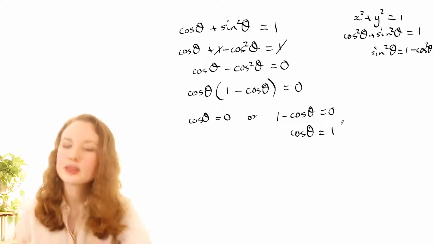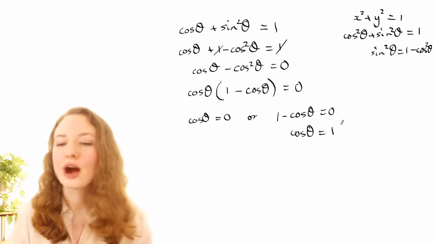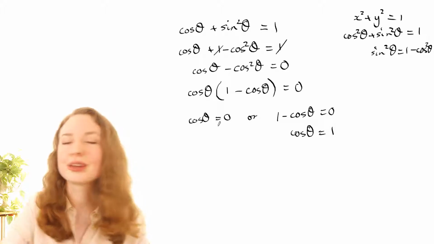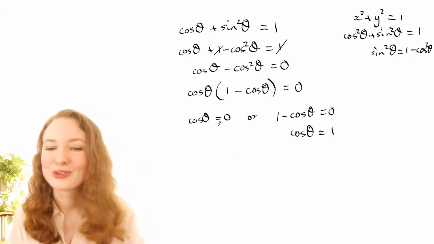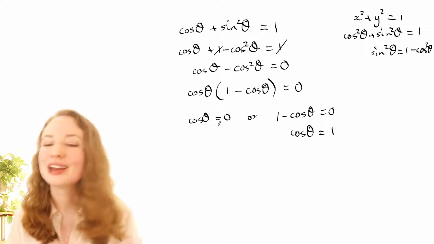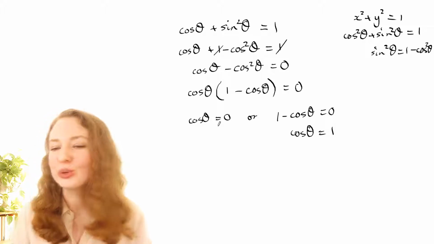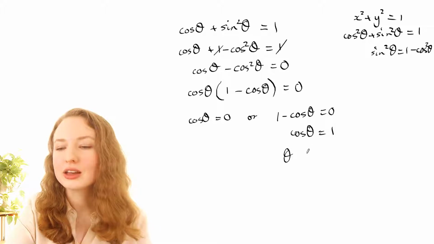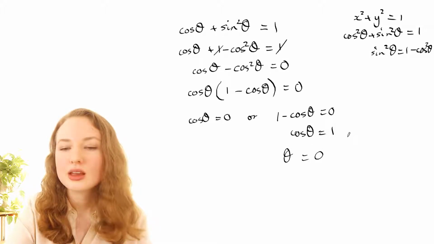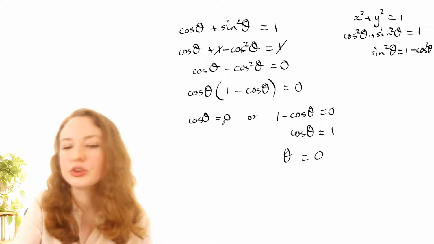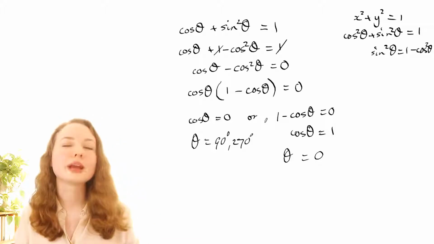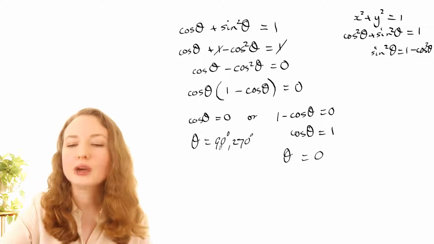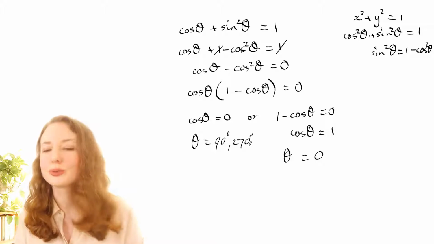Now I'm going to talk about how you work out θ from these later in this series, so stay tuned for that. But if you're curious about it now, from that you would get that θ is equal to 0, and this one would give you θ is 90 or 270. Or if you're working in radians, you would get 0, π/2, or 3π/2.